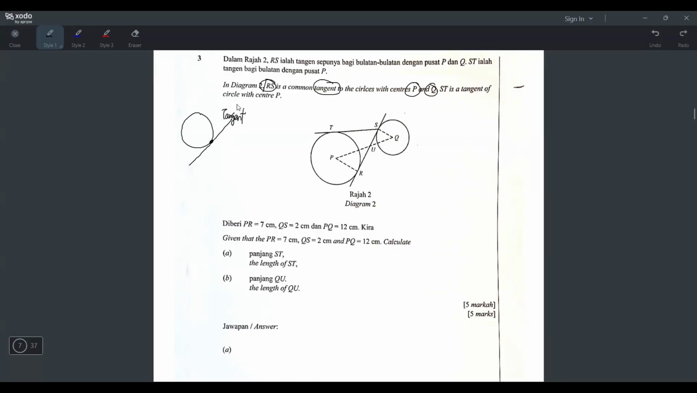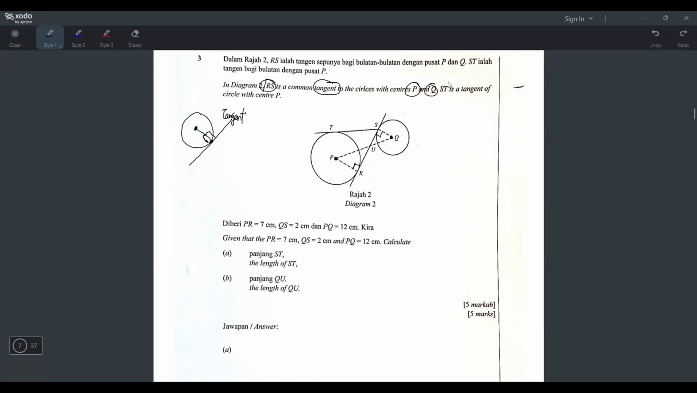Because a tangent line will always touch the circle at one point, and you need to know that if from the center of the circle I draw one line to the tangent point, it will always be 90 degrees. But it must be from the center. If it's not from the center, then it's not 90. So they already say circles with center P and center Q. So P is the center of a circle, Q is the center of a circle, and RS is the tangent. Therefore, this will be 90 degrees, and another 90 degrees will be here, right?